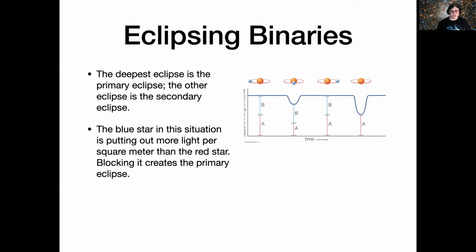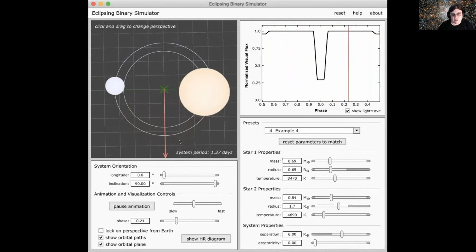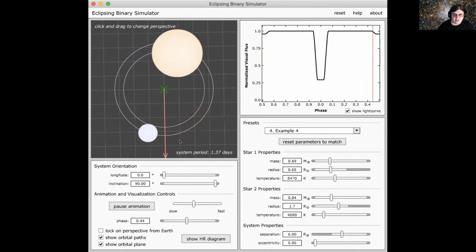Now, here's an interesting thing. What matters here is not actually the stars' sizes. It's their surface temperatures. So let's go back to our animation. All right, so let's try to simulate Algol. I've set up a blue star and a red star. The red star is big, the blue star is small.